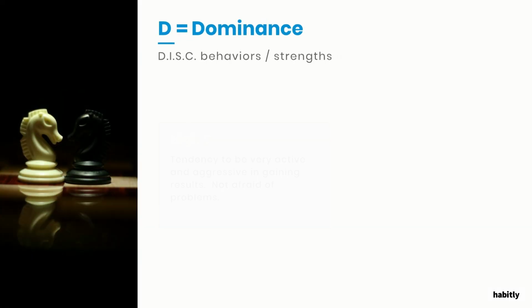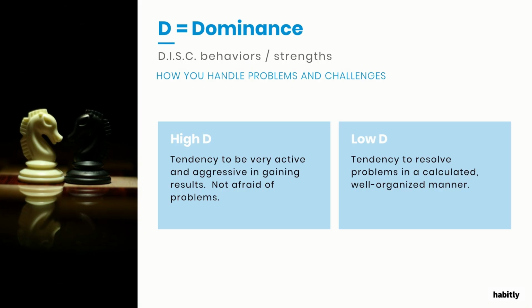It'll help. Let me walk you through what the D, I, S, and C mean. So the D stands for dominance. It's how you handle problems and challenges. Now, there's not right or wrong. There's not good or bad. There's just people who are different. So a high D, the way they handle problems and challenges is they want to go fast and they want to solve things quickly. So they have a tendency to miss details, but they're not afraid of problems.